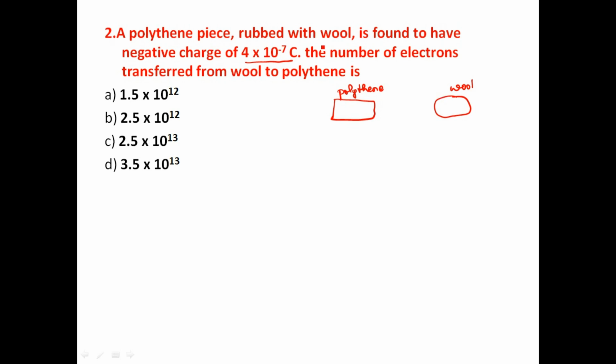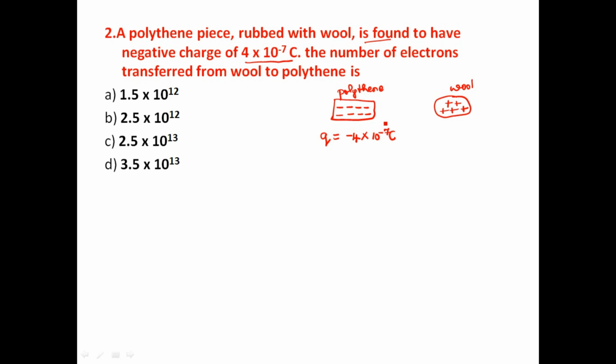A polythene piece is rubbed with wool and is found to have a negative charge. Polythene is going to have a negative charge of 4 into 10 to the power of minus 7 coulomb, which also means that electrons from wool got transferred to polythene, and hence it became negatively charged and wool became positively charged. Hence, polythene became a charged body.